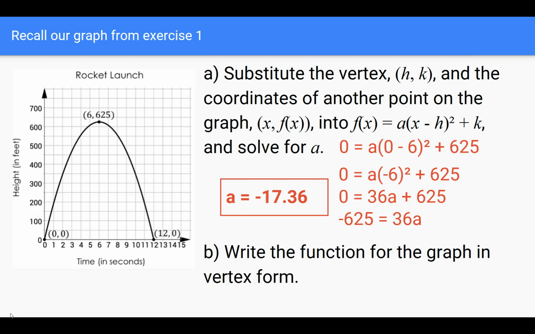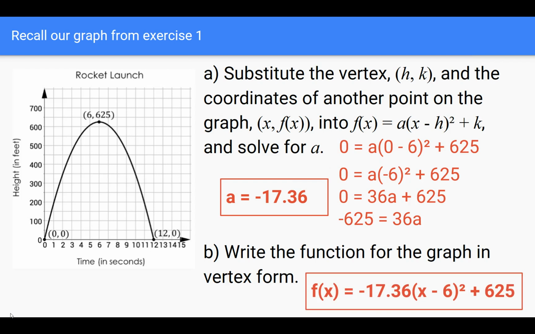So I have y equals, what's my a value? Negative 17.36 times x minus h. What is h? 6. So it becomes x minus 6 squared plus our y value of my vertex, which is 625. We leave x and y in my function because we're showing this is the equation for all the x's and all the y's on the graph.